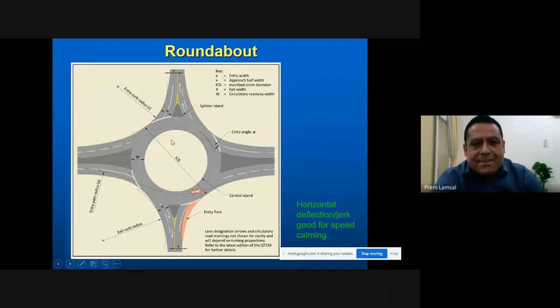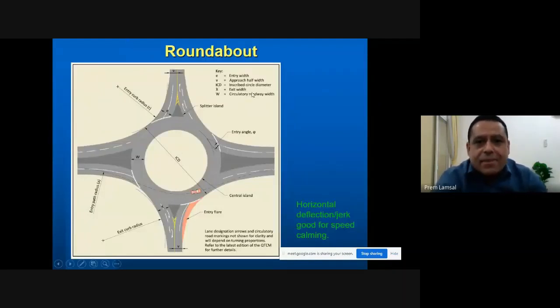For example, if the central island is very small, as we can see even on the East West Highway in Nepal, what is happening? This radius is not that much, and vehicles can directly travel like this without any deflection. That is not serving the intended purpose of a roundabout.